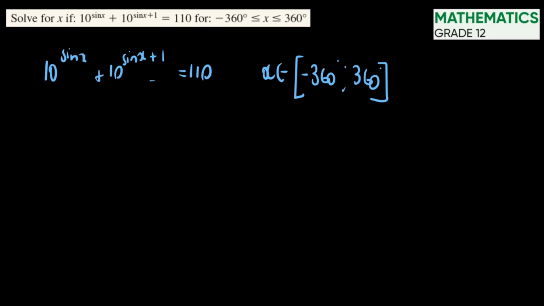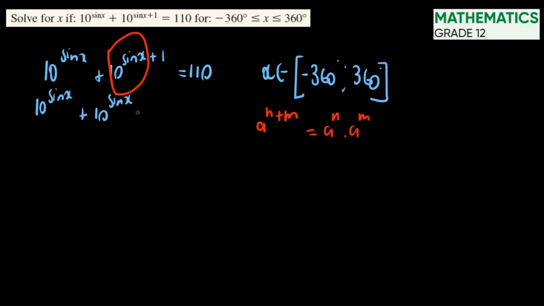So let's first find our trig ratio in standard form and then find our reference angle, and then we can pick it up from there. If you remember from the laws of exponents, a to the power of n plus m can be written as a to the power of n times a to the power of m, meaning that we can reverse engineer this part here. What do I mean by that? We have 10 to the power of sine of x plus 10 to the power of sine of x times 10 to the power of 1, because this can give us the combination there at the top, which is equal to 110.